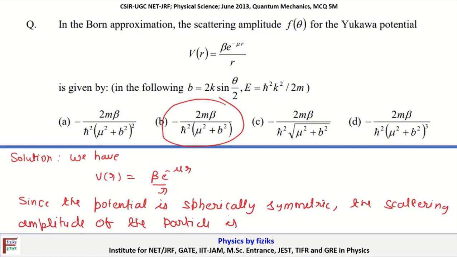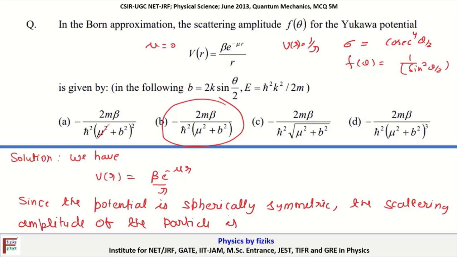We know that for the Coulombic potential 1 by r, our scattering cross section is proportional to cosec to the power 4 theta by 2. That means f of theta would be proportional to 1 by sine square theta by 2. So if I substitute mu equals 0, that term which gives us 1 by sine square theta by 2 would be our answer. So let us check it out here.